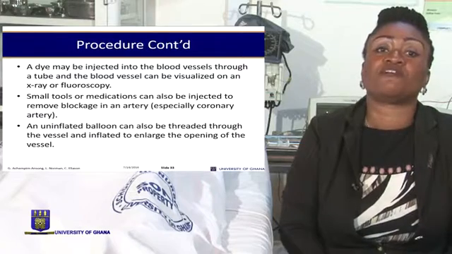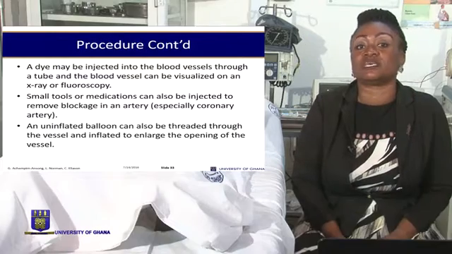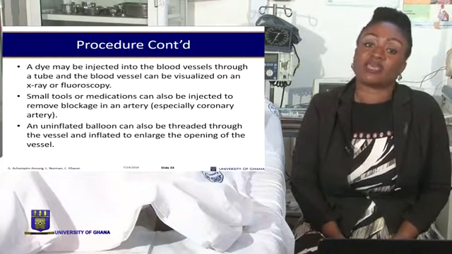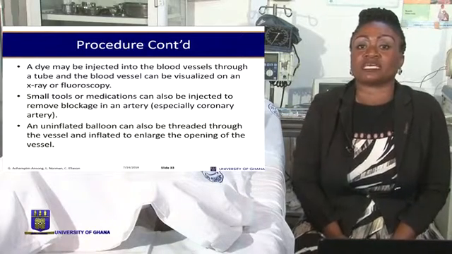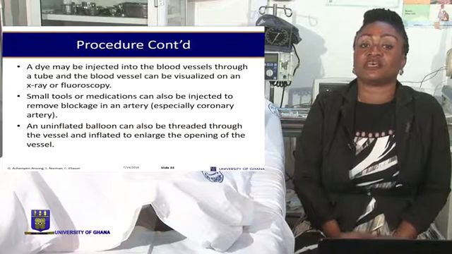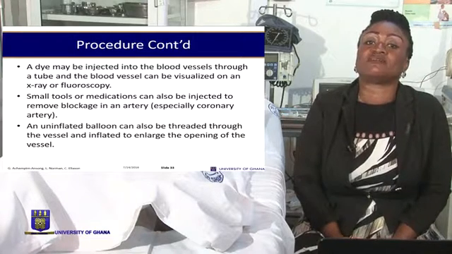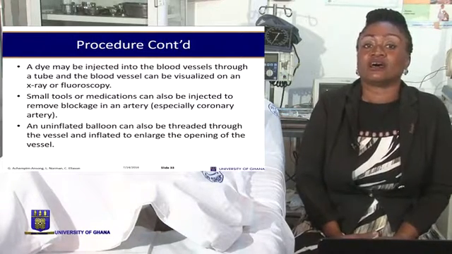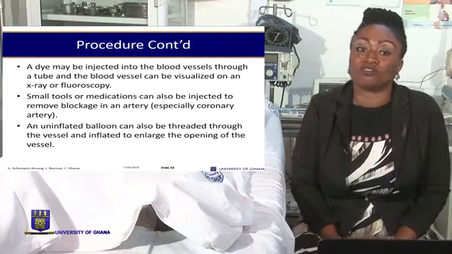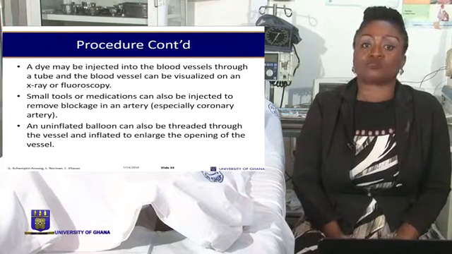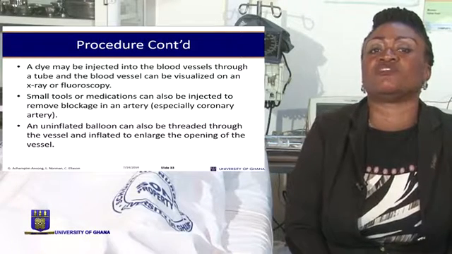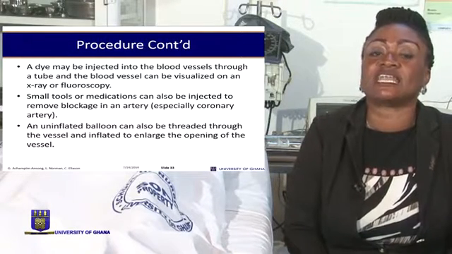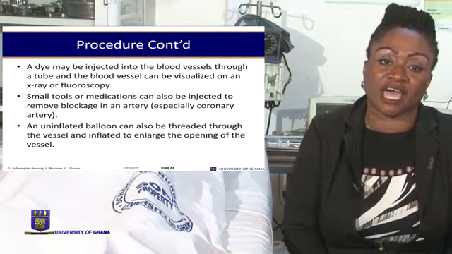That is, before a dye is introduced in angiography, a catheter is passed. So the dye may be injected into the blood vessels through a tube, and then the vessel can be visualized on an X-ray or fluoroscopy. Small tools or medications can also be injected to remove blockage in an artery, especially in the coronary artery.